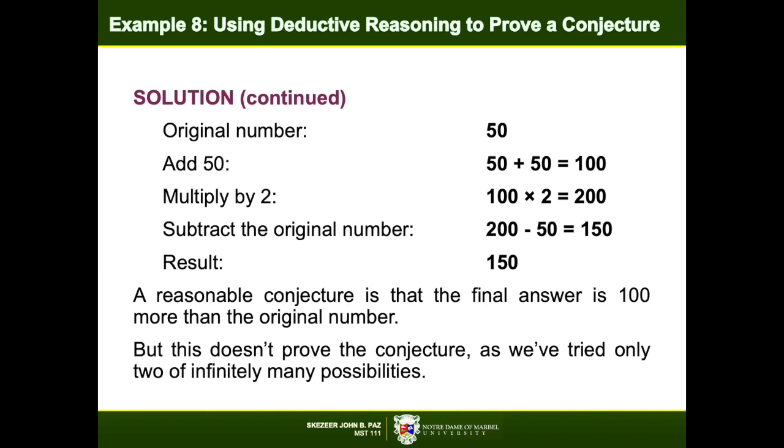But this doesn't prove the conjecture, as we've tried only 2 of infinitely many possibles. But at least, nakakonjecture tayo na, okay, if I'm going to follow this process, then parang yung result is that nagdagdag lang tayo ng 100 doon sa original number. Take note of that. Ngayon, this time again, in order for us to prove na tamang ang conjecture natin, we needed to use the deductive approach.